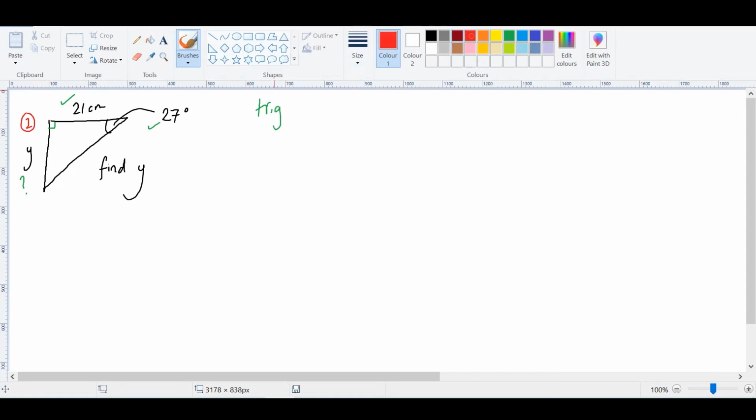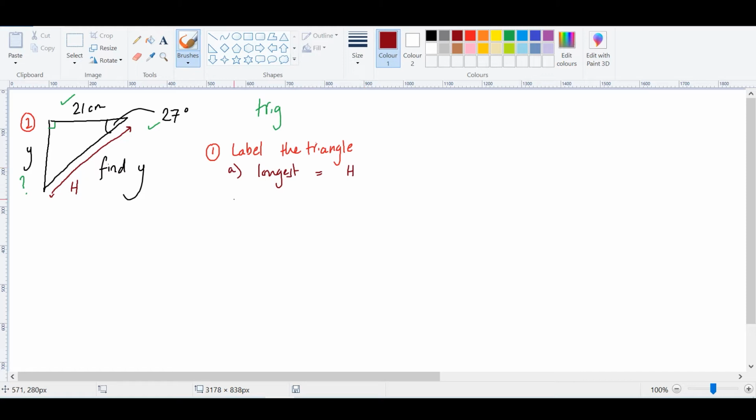So the first step in trigonometry is to label the triangle. And the first label is the longest side, and we call that the hypotenuse. So this here is the longest side, right? Okay, so we call this the hypotenuse.